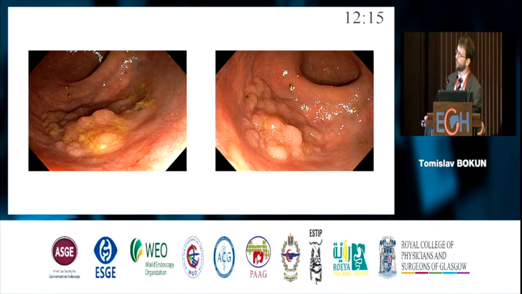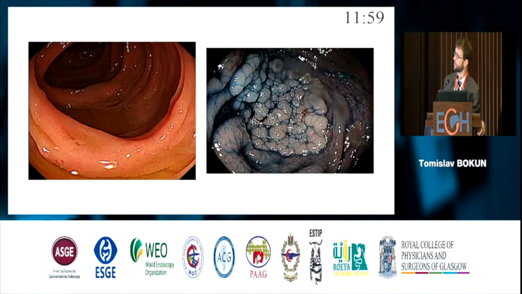This is an example of a granular type LST. You see some rather uniform granularity here, but definitely you see some nodule here, so this would be LST granular mixed type. And for example, you cannot really say here that there is some specific nodule, so this is a granular type of LST lesion, and this is a non-granular type of LST lesion.